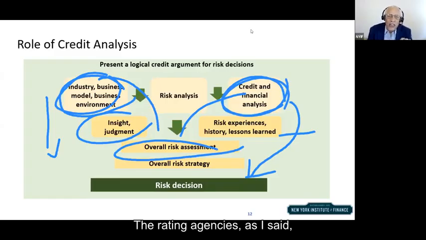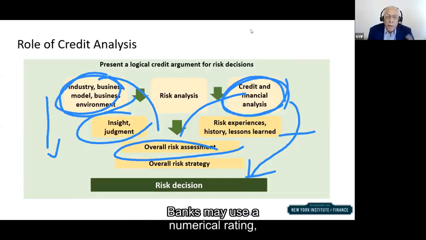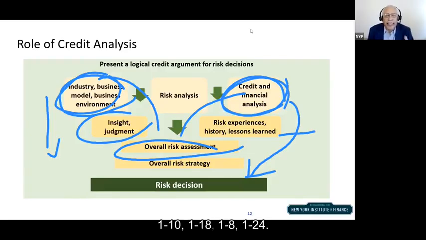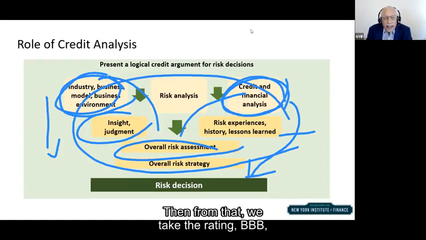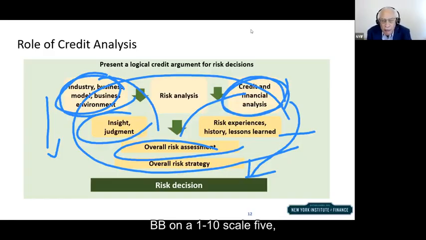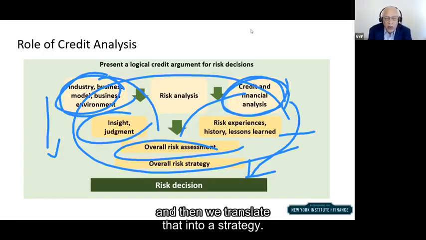The rating agencies, as I said, use an alphabet rating, AAA, AA, single A, all the way down to triple C, double C, C, and default. Banks may use a numerical rating, 1 to 10, 1 to 18, 1 to 8, 1 to 24. And so they summarize that entire financial condition with a rating. And then from that, we take the rating, triple B, double B, on a 1 to 10 scale, 5, and then we translate that into a strategy.